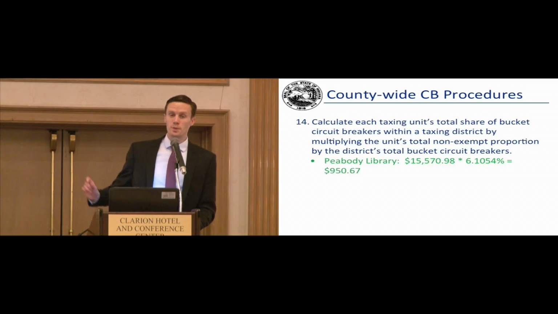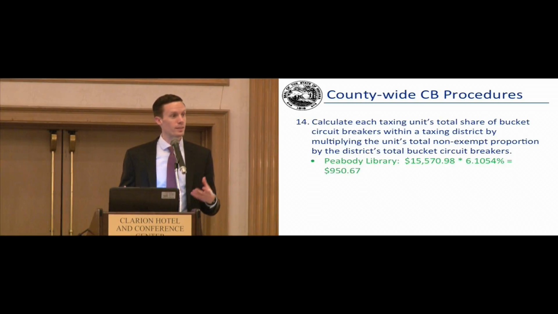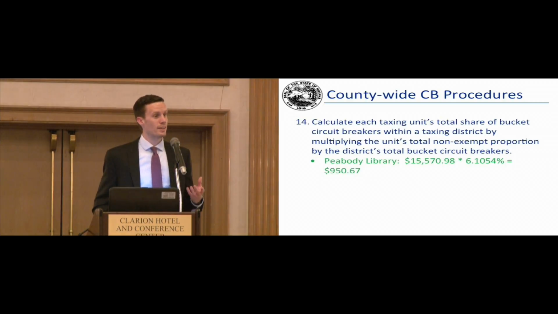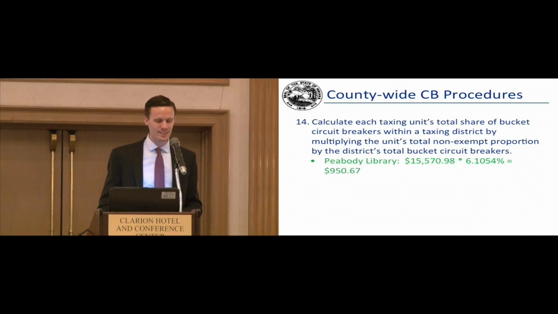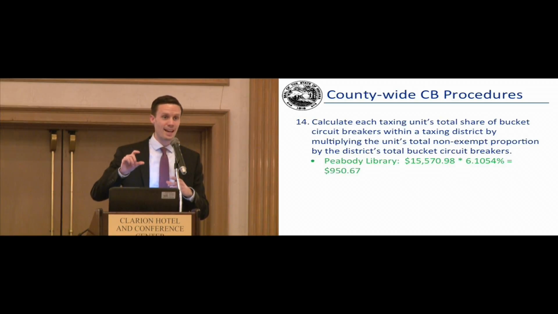We're next going to spread that amount out, and we're going to begin by spreading it to the non-exempt, non-protected funds. So in our case, we only have one fund, the general fund. So the general fund is going to receive the entire $950.67. If we had more than one fund, we'd be spreading it proportionally by the individual fund tax rates for that unit within that taxing district.